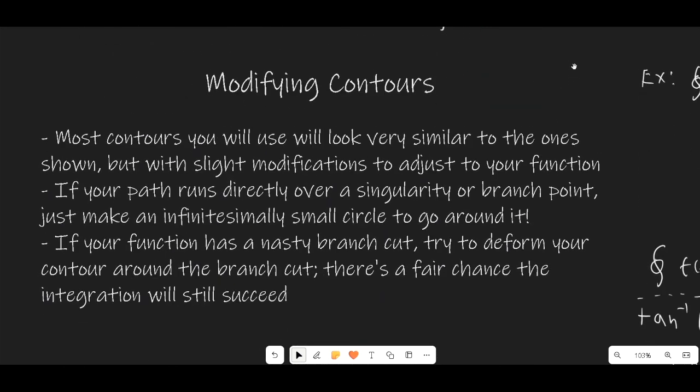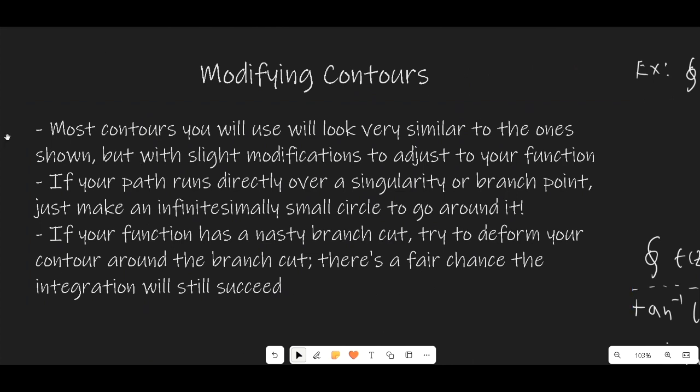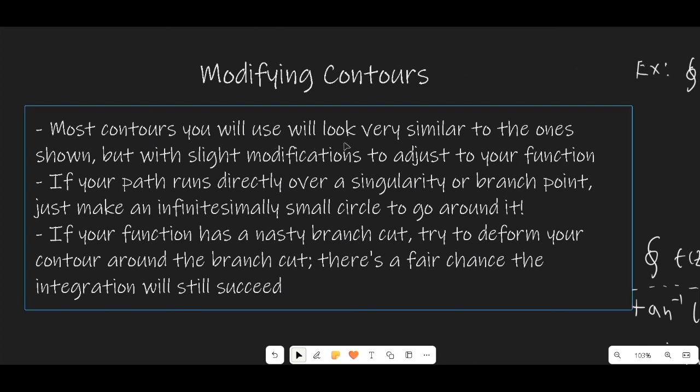We're going to talk about modifying contours. Most contours that we're going to use are going to look pretty much similar to the ones that were shown, but they're going to have slight modifications because every function is different, and that means that every contour is going to be a little bit different. If our path runs directly over a singularity or branch point, the only thing we really have to do in that situation is make an infinitesimally small circle to go around it. You'll see this in a lot of different contours. I'll show you an example. If you think about the keyhole contour, that's pretty much what we're doing there. We're just having an infinitesimally small circle to go around that branch point at 0.